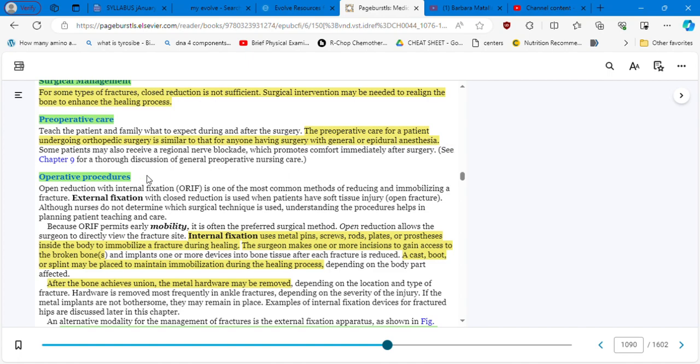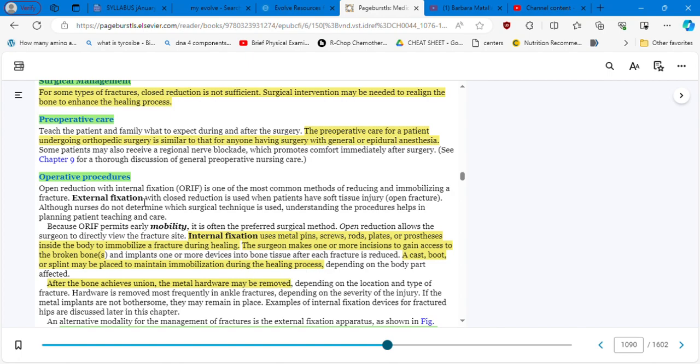It's the same. Operative procedures for internal fixation use metal pins, screws, rods, plates, or prostheses inside the body to immobilize a fracture during healing. The surgeon makes one or more incisions to gain access to the broken bone. A cast, boot, or splint may be placed to maintain immobilization during the healing process.